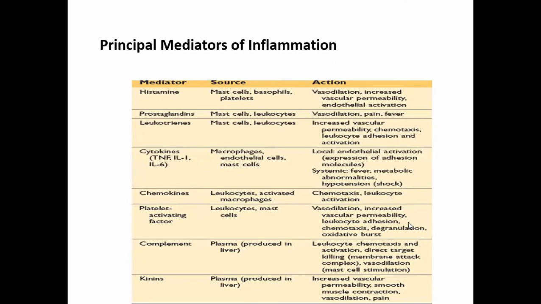So this table shows the principal mediators of inflammation. The most important is histamine, and then we have the prostaglandins, the leukotrienes, the cytokines, the chemokines, and then the complement and the kinins.